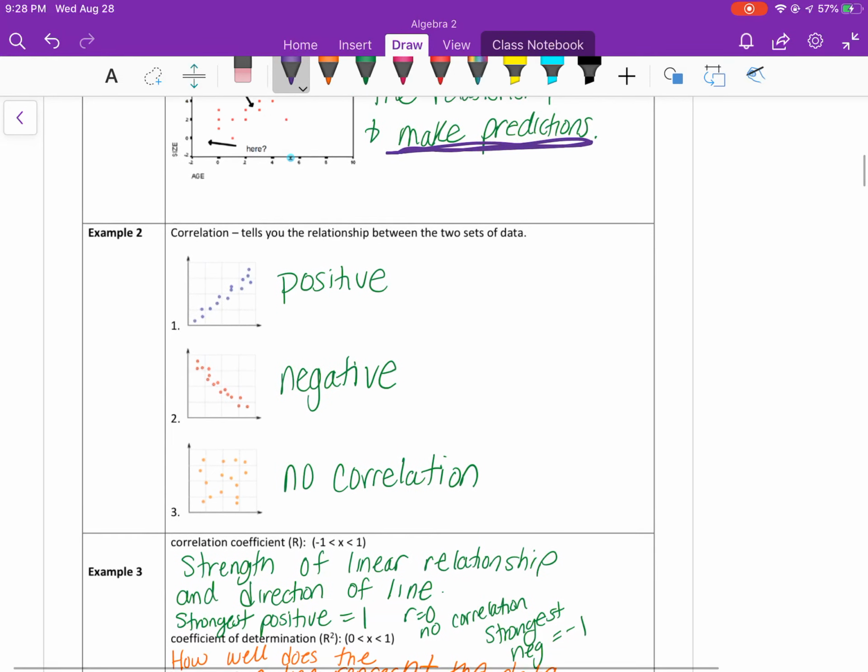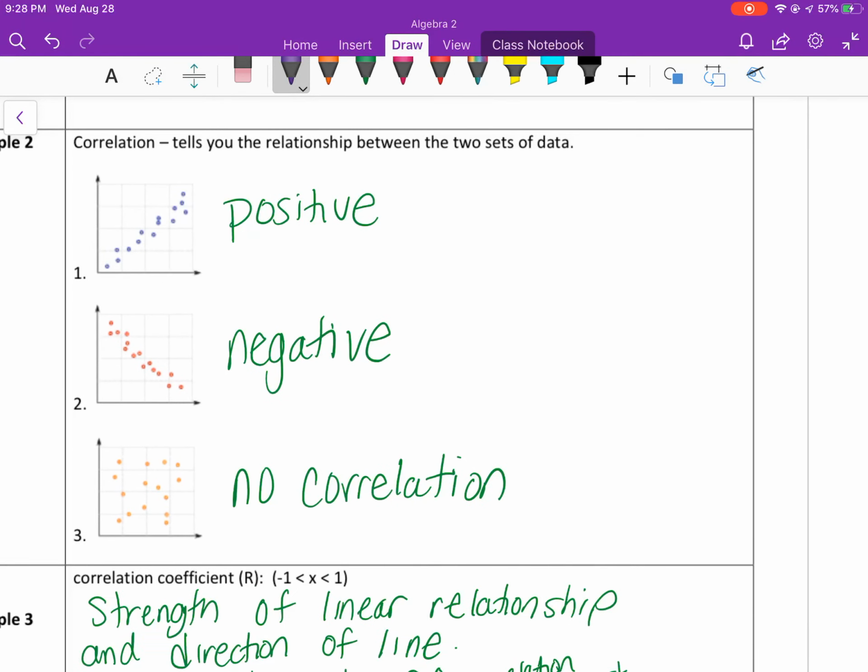So in example 2, we have correlation. Correlation tells you the relationship between the two sets of data. As in number 1, you can see as x is increasing, y is also increasing. That's positive correlation. Number 2, as x is increasing, y is decreasing. You can see the points are trending downwards. That's an example of what negative correlation might look like on a scatter plot. And in number 3, where all the data points are kind of spread out, you can't really see a pattern. That's no correlation.